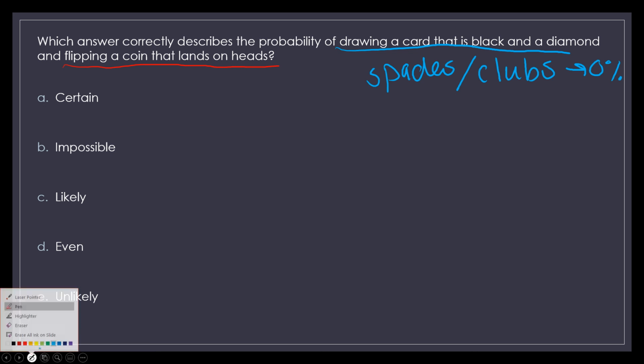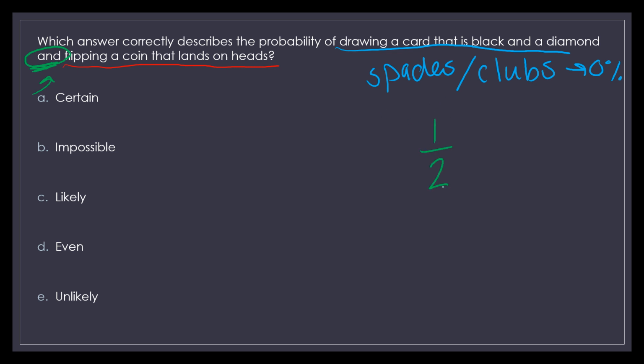Since this problem uses the word and, that means that both of these events have to happen. I need to draw a card that is black and a diamond, and I need to also flip a coin and have it land on heads. Even though flipping a coin and it landing on heads is a 50-50 chance, or 1/2, that doesn't matter because that first event is impossible. I cannot do it. So because of that, both of these events together are impossible. There's no way I'm going to be able to do both of them.